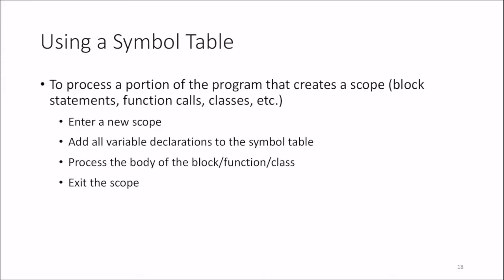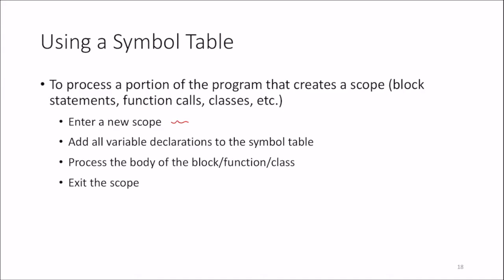So when you use a symbol table, you want to exploit the structure of the program. So there might be a block statement, a function call, classes, etc. So whenever you enter a new scope, you want to make sure that you have a new scope where there is a symbol table you can access and put the new identifiers in this new scope into that symbol table. So you're going to add the variable declaration.